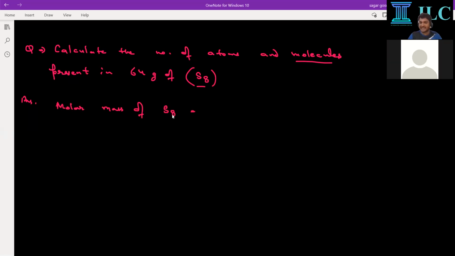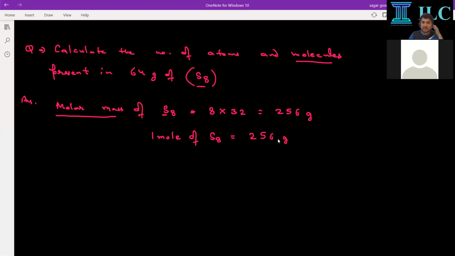It is S8, right? So 8 into 32. How much molar mass will it become? Can we say 256? Because for 1 sulfur it is 32, so for S8 it will become 8 into 32. So it will become 256 gram. So can we say 1 mole of S8 contains 256 gram? Because molar mass is always for 1 mole. So 1 mole of S8 contains 256 gram.